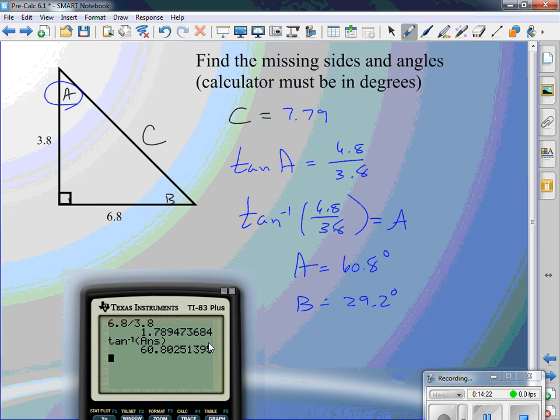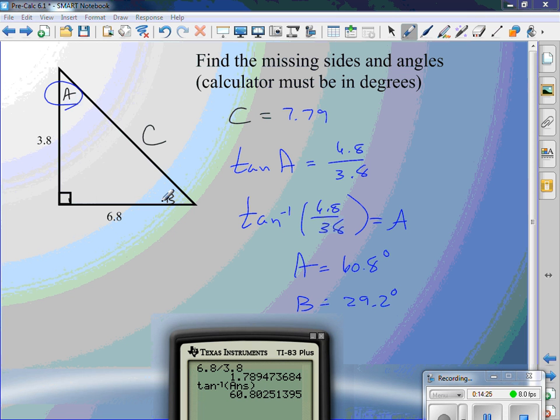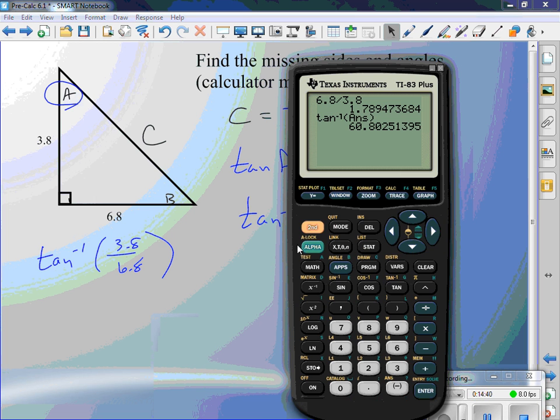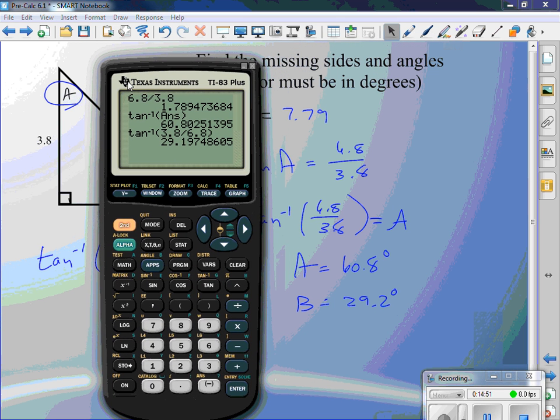Or I could use adjacent over, we could do that too. So opposite over adjacent, the inverse tangent of 3.8 divided by 6.8. Inverse tangent, 3.8 divided by 6.8. You still get the same number. And it doesn't just work for tangent. I could use any of the trig functions. I could use sine. I could use cosine if I wanted. You just have to make sure you type in the correct numbers. Any questions?